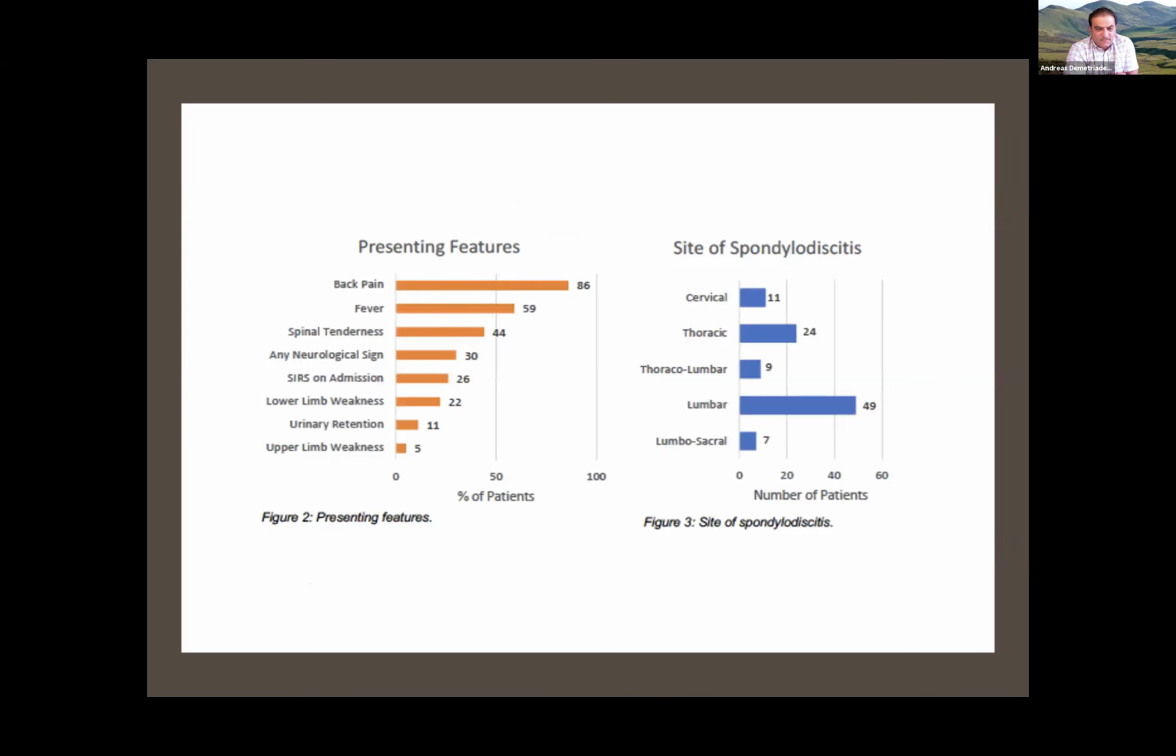The presenting features, as expected, 86%, the main presenting symptom was back pain. Not everybody had fever, about 60%, and then focal tenderness on palpation. 30% had some nerve root irritation signs, 22% lower limb weakness. 11% presented with retention, and there was a small subset of cervical cases that you can see, which explains the upper limb weakness. But the majority of cases, half of them, 49 out of 100, were lumbar. And the next highest number were in the thoracic region, as you can see on the right.